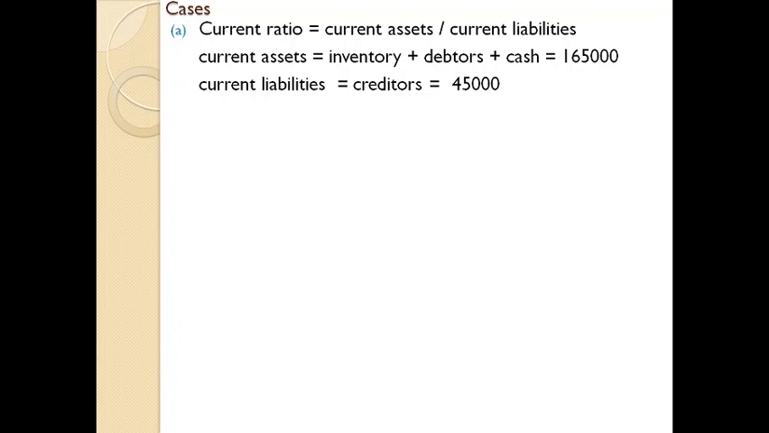So finally, current ratio is current assets divided by current liabilities. 1,65,000 divided by 45,000, you will get 3.67:1.